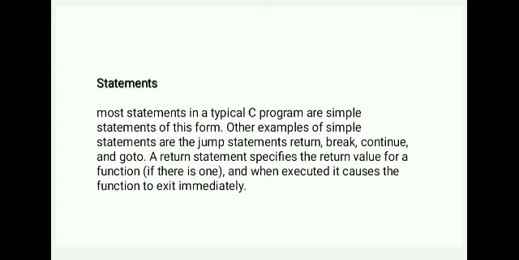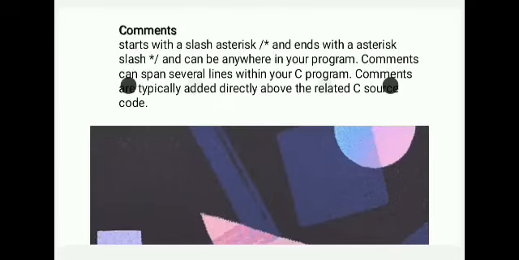Statements. Most statements in a typical C program are simple statements of this form. Other examples of simple statements are the jump statements: return, break, continue, and goto. A return statement specifies the return value for the function if there is one, and when executed it causes the function to exit immediately. Comments.